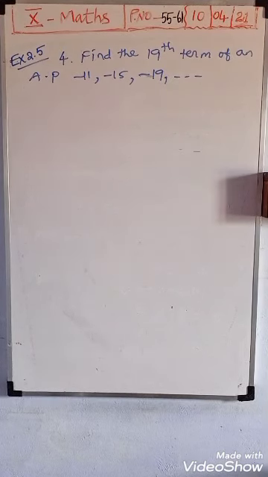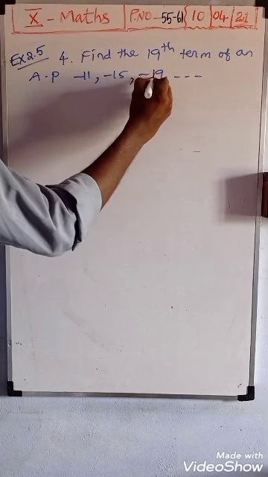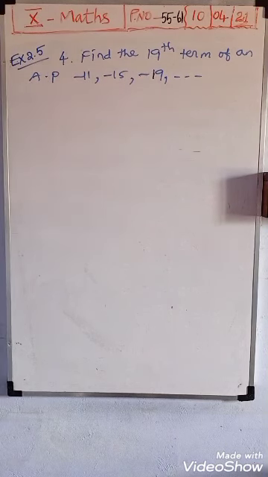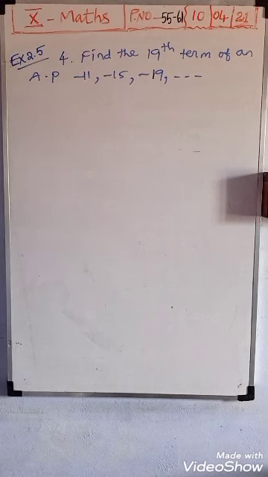See, next, fourth question. Find the 19th term of an AP. Yesterday itself I explained the formula Tn, which we want to use in this sum. Tn is equal to A plus n minus 1 into D. Using that formula we want to find the 19th term. In that AP three terms are given: minus 11, minus 15, minus 19, and so on. In that, we want to find the 19th term of the AP.